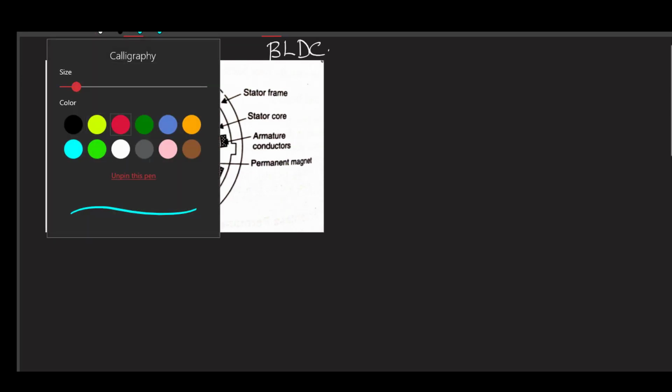The stator of these is identical to a conventional induction motor. The stator core, actually this diagram is slightly misleading. It should be filled with some structure, like this is the whole stator core.